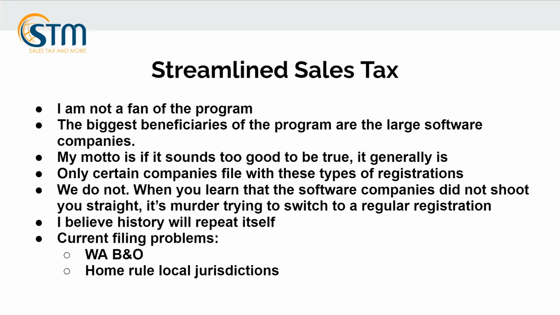So, filing problems. You can't file the Washington Business and Occupation Tax through the Streamlined Sales Tax program. Home rule jurisdictions are a problem.